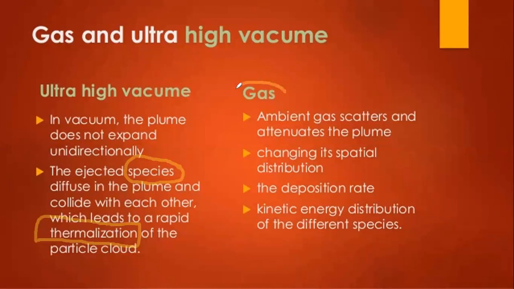Okay, so why are other inert gas or neutral gas used? Because the ambient gas scatters and attenuates the plume. Second reason is changing its spatial distribution. Third reason is the deposition rate. Okay, we can manage the deposition rate as well. And the last one is the kinetic energy distribution of the different species. Okay, so these are the important parameters or terms of gas and ultra high vacuum. So you have to remember these points also.